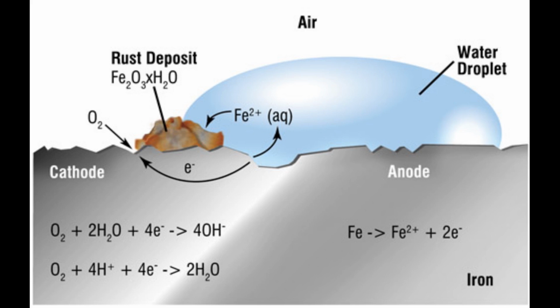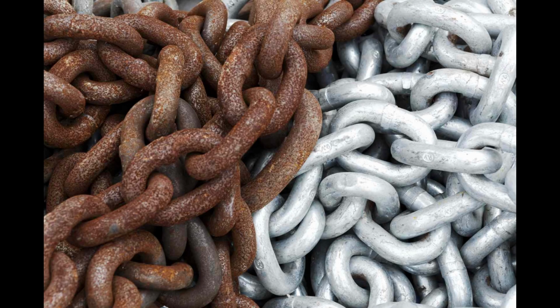When it comes to rust, not all metals are created equal. The rate of rusting depends on the various factors that can be summarized as follows. First one, the type of metal. Some metals rust more easily than others. For example, iron and steel rust more readily than aluminum or stainless steel. The difference is due to the electrochemical potential of the metal.